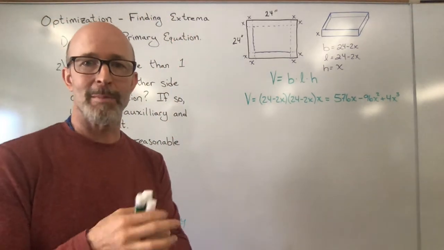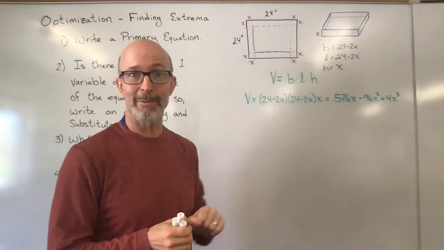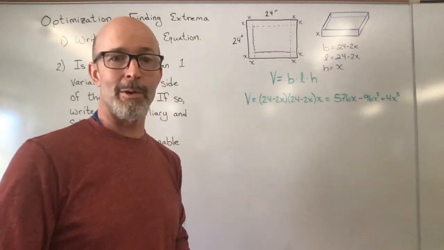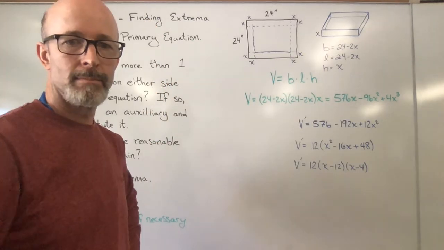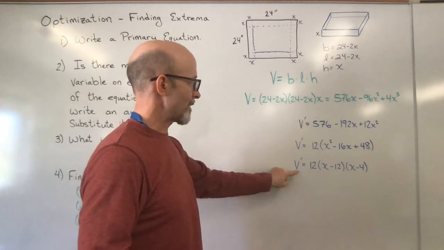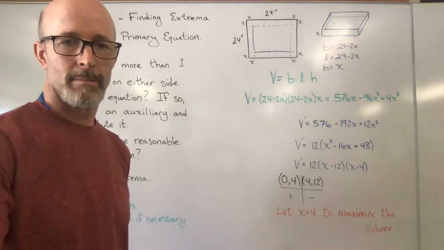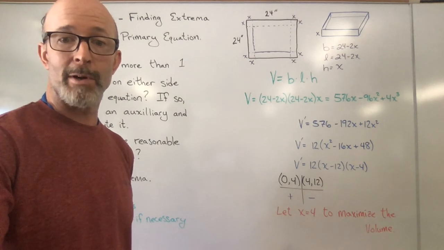What's the reasonable domain? Can my domain be bigger than 24 inches? Can it be less than 0? I think not. Taking the derivative, I find my critical values at 4 and 12. However, 12 is not a good number. Why?